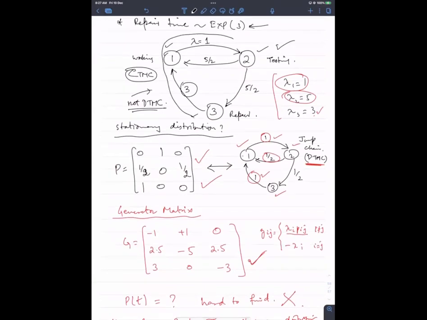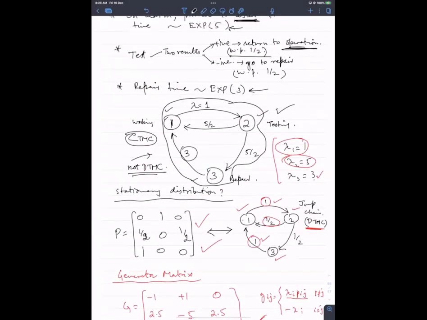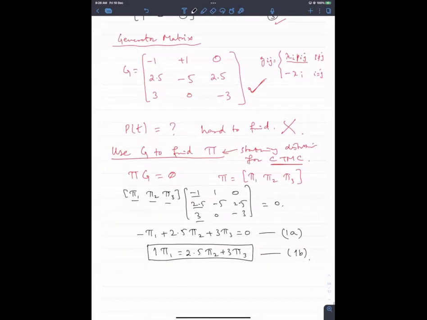If I look at this picture, okay, इस picture से हमें directly ये equation पता चल जाती है. वो कैसे? Pi 1 is the probability you will find the chain in state 1, or the proportion of time the chain will spend in state 1. So pi 1 would be equal to 5 over 2 times pi 2 plus 3 times pi 3. So ये देखिए वही लिखा है, 5 over 2 times pi 2 plus 3 times pi 3. So either use this to write these equations. ये अभी तो हमने एक ही लिखी है.